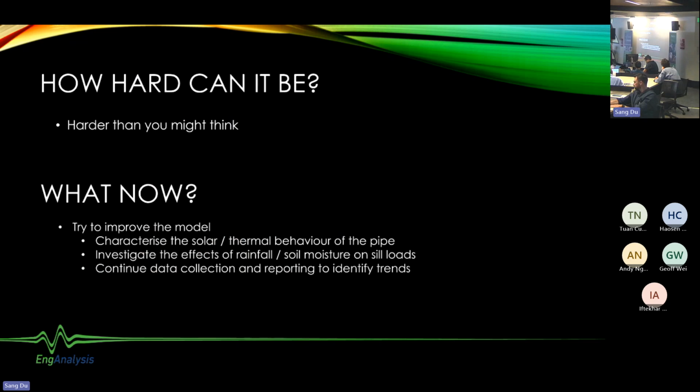So how hard can it be? It's harder than you might think sometimes. And what we're doing now is essentially collecting more data. We're trying to improve the model and improve the complexity of it by considering things like solar and thermal behavior, as well as rainfall behavior and the effect of the soil moisture on the supporting sills.